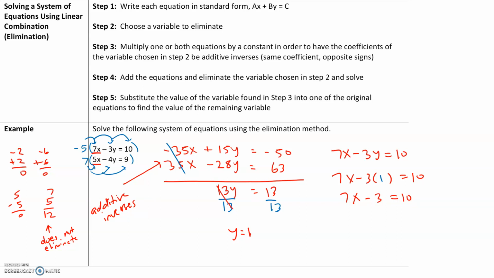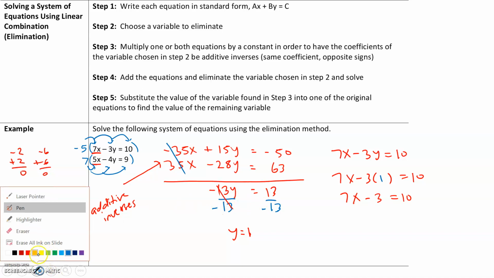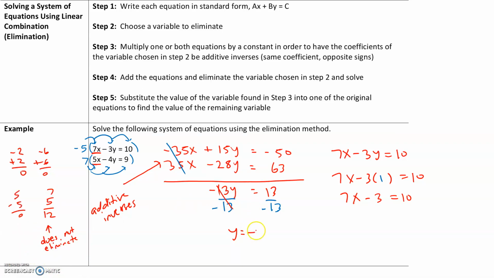You know what? I apologize. I'm going to back up here. 15 minus 28 should be a negative 13. I'm so sorry. So I'm going to divide by negative 13, and I actually end up getting y equals negative 1. Something looked funny. So now that y equals negative 1, I'm going to replace this y with a negative 1 to do it properly.